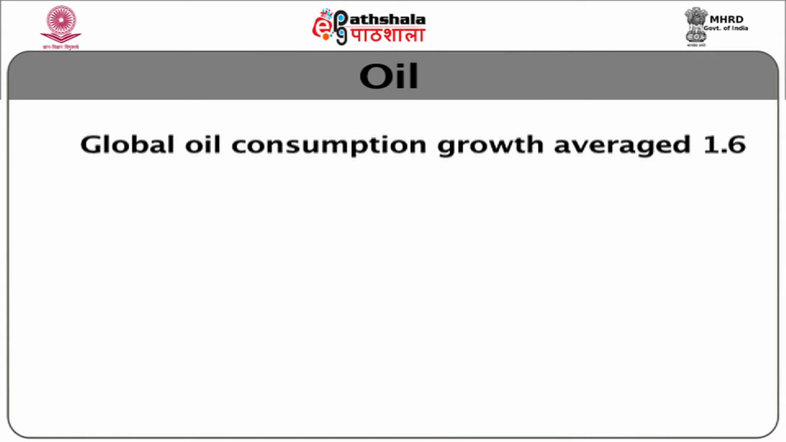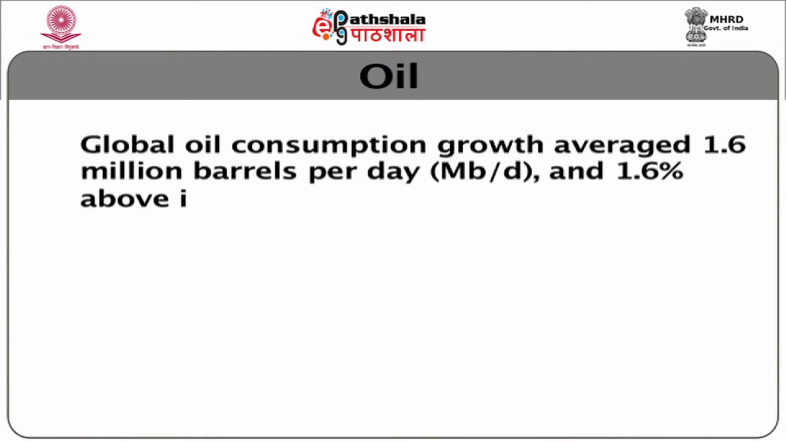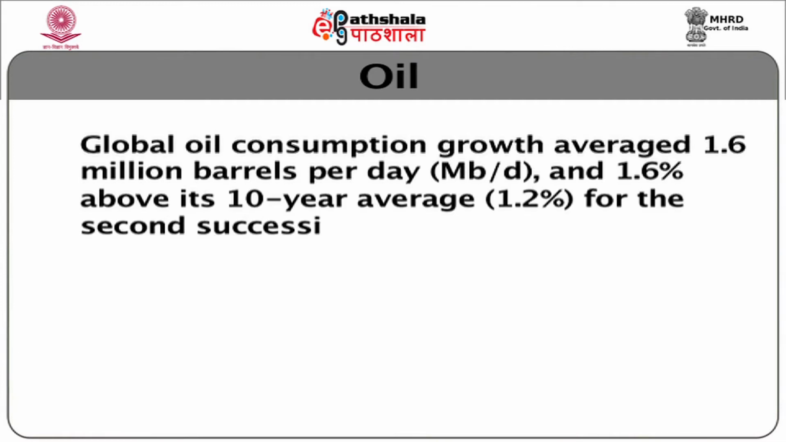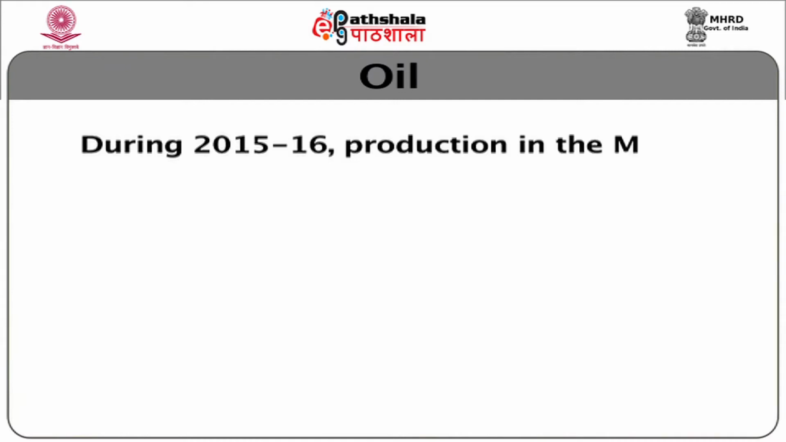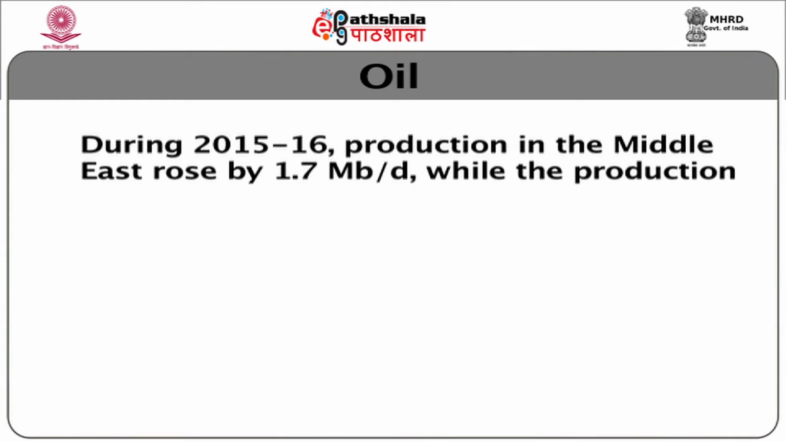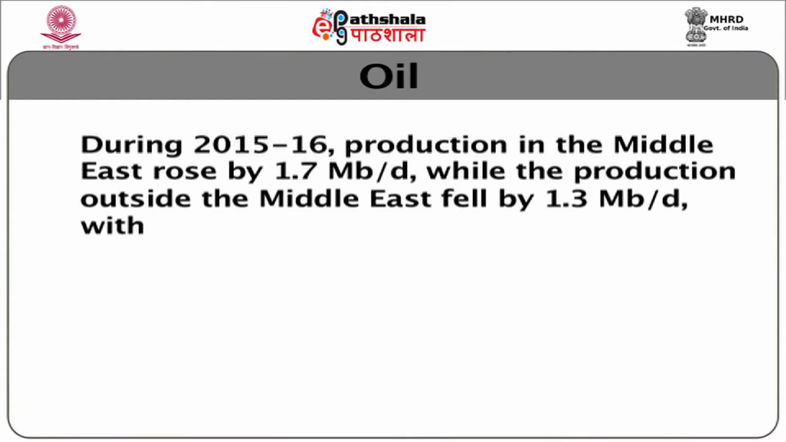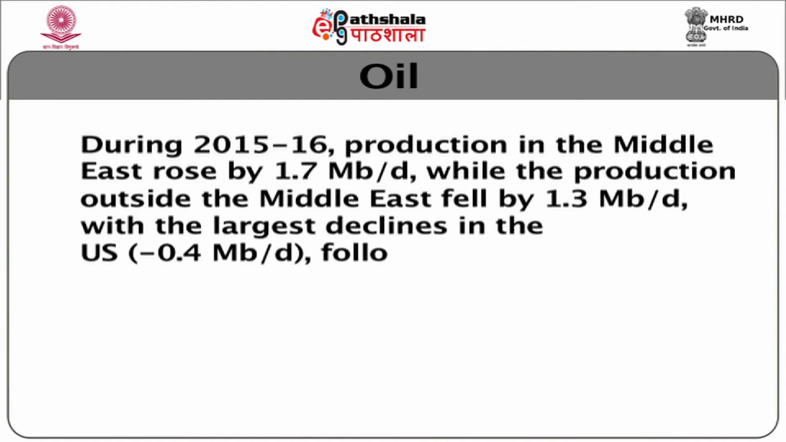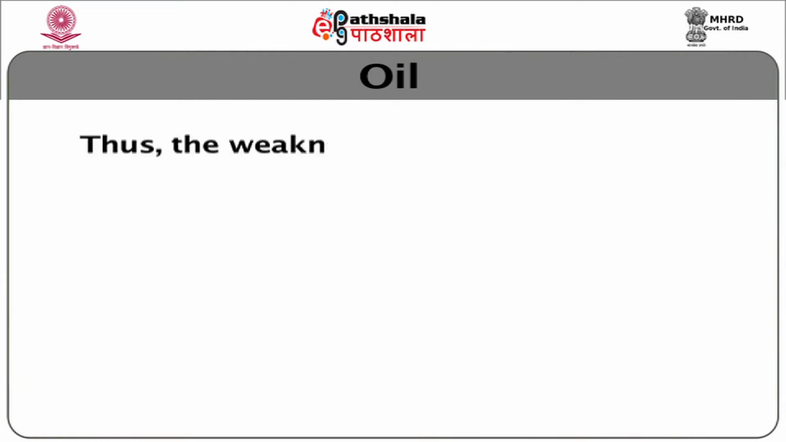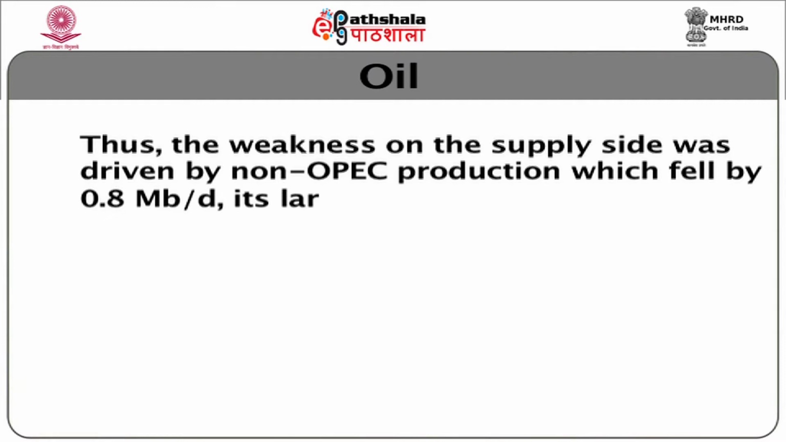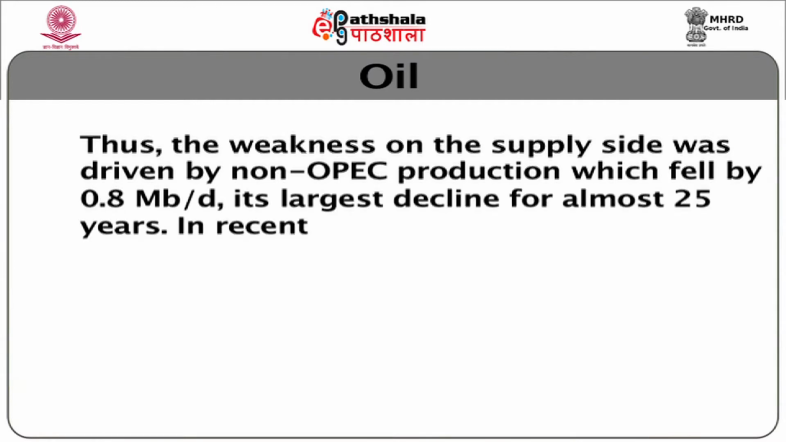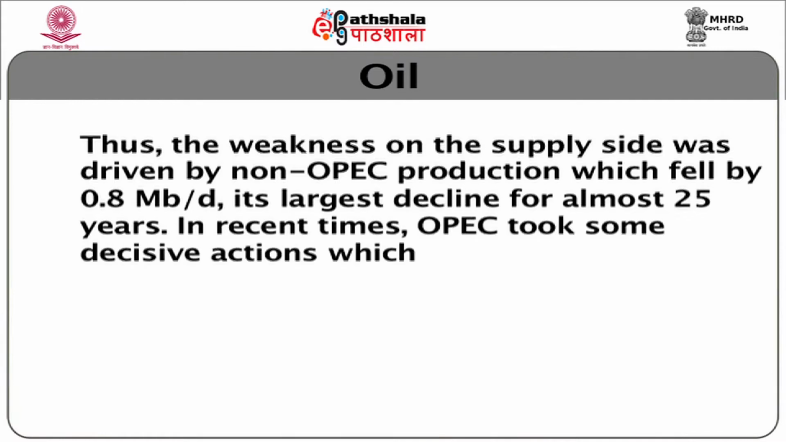Global oil consumption growth averaged 1.6 million barrels per day, about 1.6%, above its 10 year average for the second successive year. China and India provided the largest increments. During 2015-16, production in the Middle East rose by 1.7 million barrels per day, while the production outside the Middle East fell by 1.3 million barrels per day, with the largest decline in the US followed by China and Nigeria. Thus, the weakness on the supply side was driven by non-OPEC production, which fell by about 0.8 million barrels per day, its largest decline in almost 25 years.